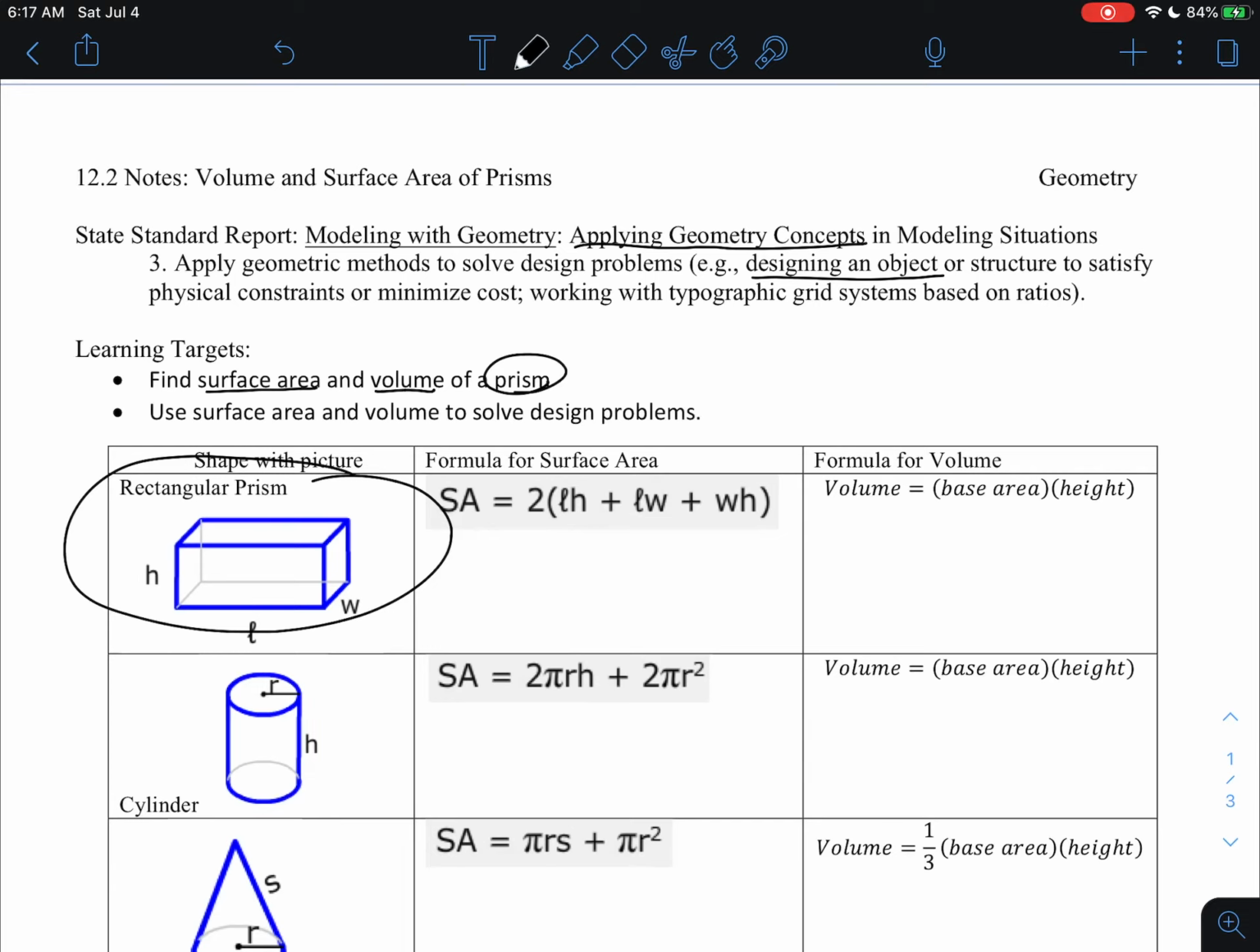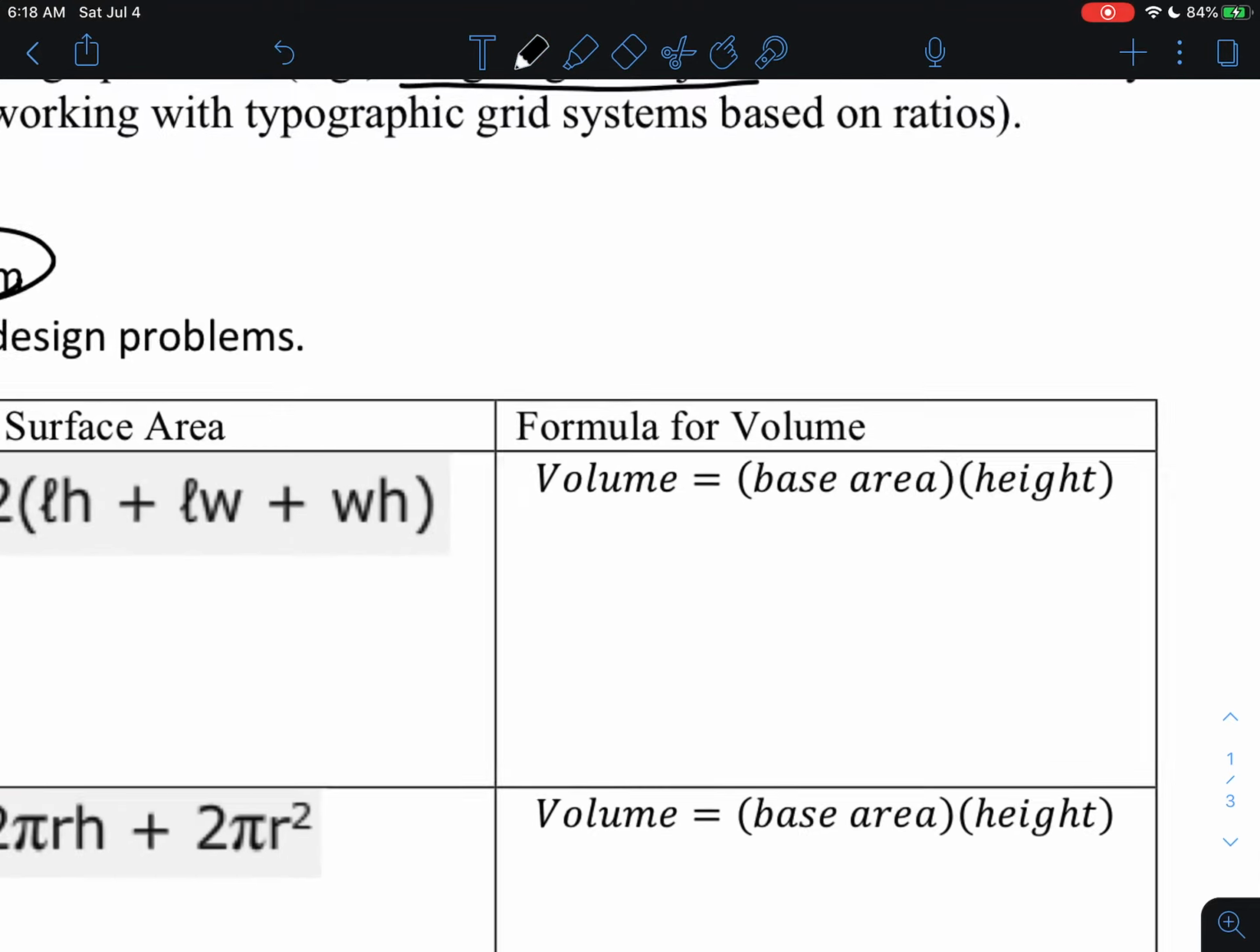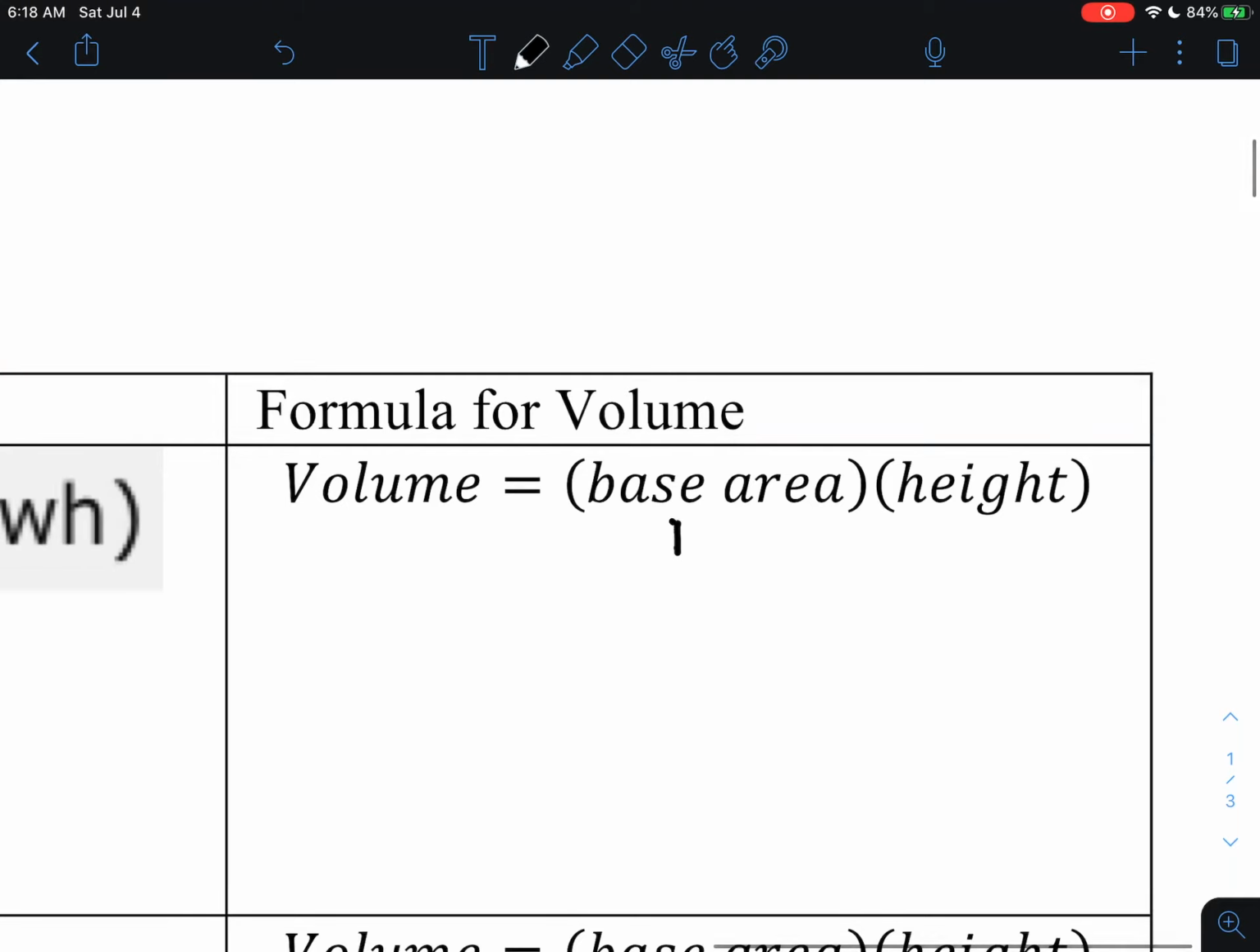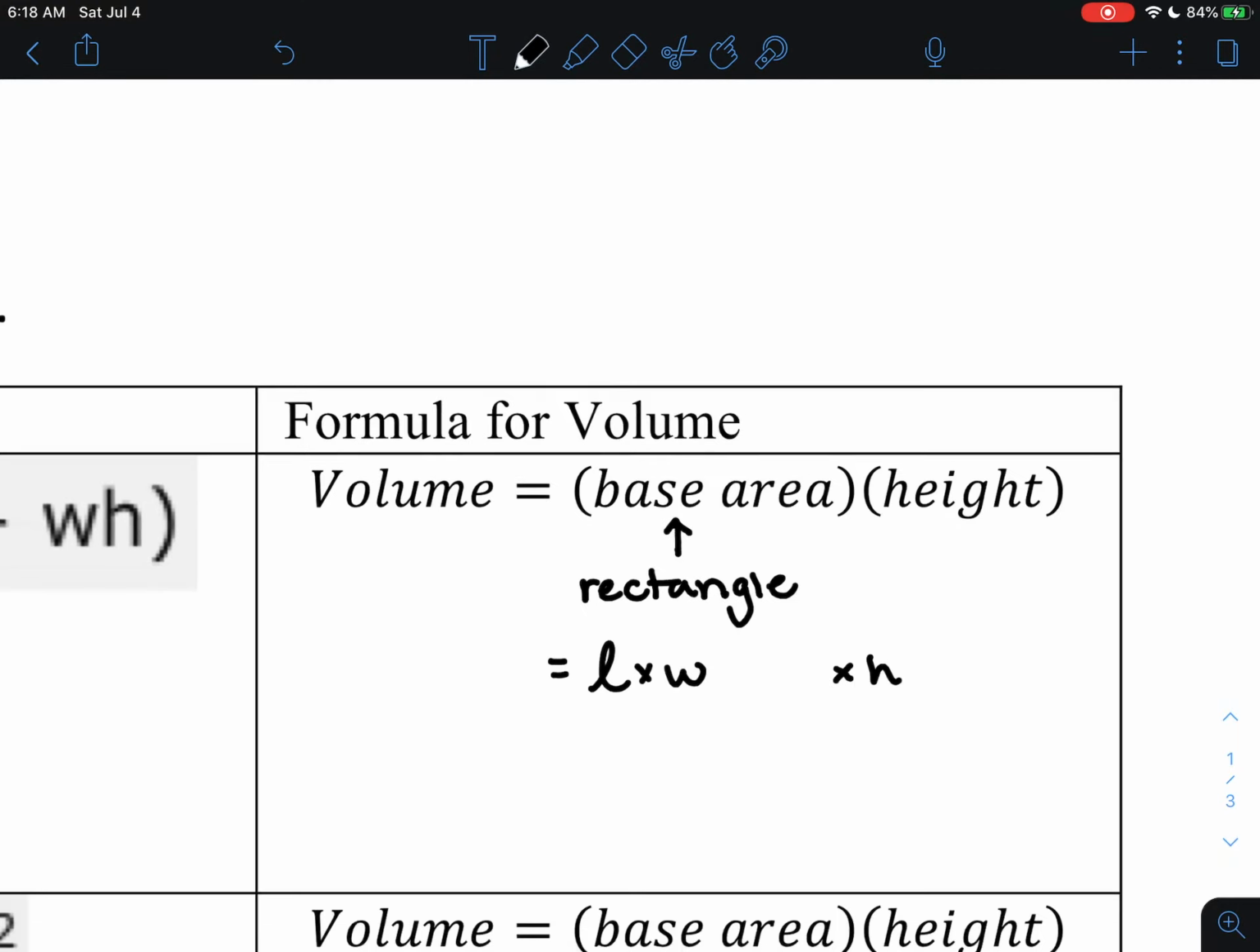And so we have our formulas. We have that the surface area of a rectangular prism is 2 times length times height plus length times width times height. And then the volume is the base area times the height. And because we're talking about rectangular prisms, our base area is a rectangle. And so if our base area is a rectangle, the way that we find the area of a rectangle is we do length times width. So it's going to end up being length times width and then times height. So that's how you find the volume of a rectangular prism.